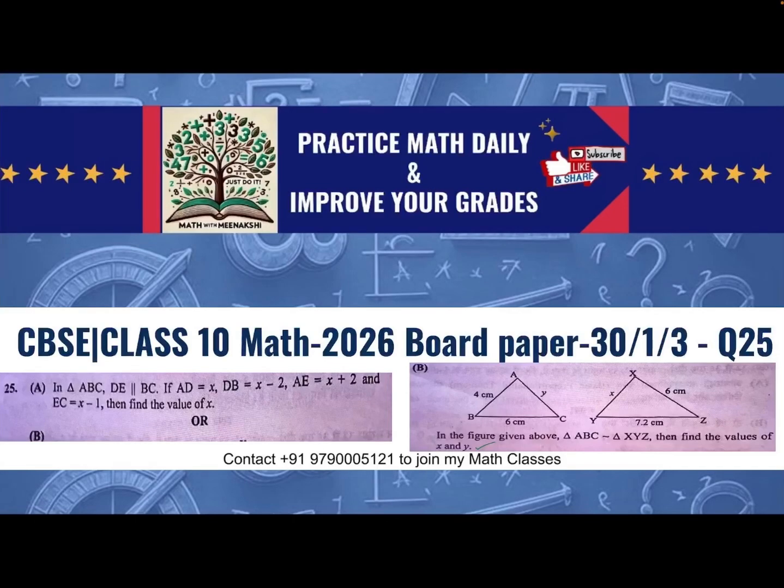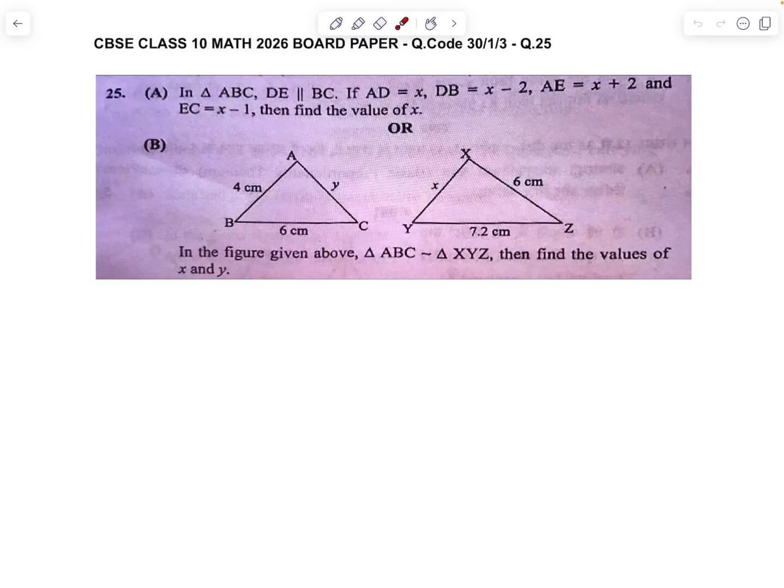Hello all, in this video I am going to solve question number 25 from CBSE grade 10 standard math 2026 board paper. The question paper code is 30/1/3. The question 25A says in triangle ABC, DE is parallel to BC. If AD is equal to x, DB is equal to x minus 2, AE is equal to x plus 2 and EC is equal to x minus 1, then find the value of x.